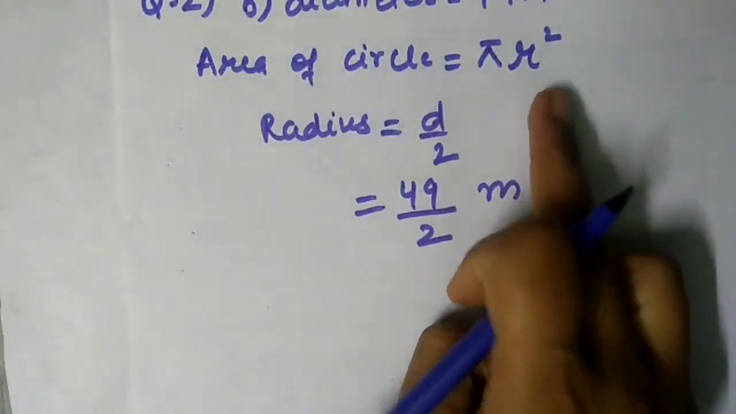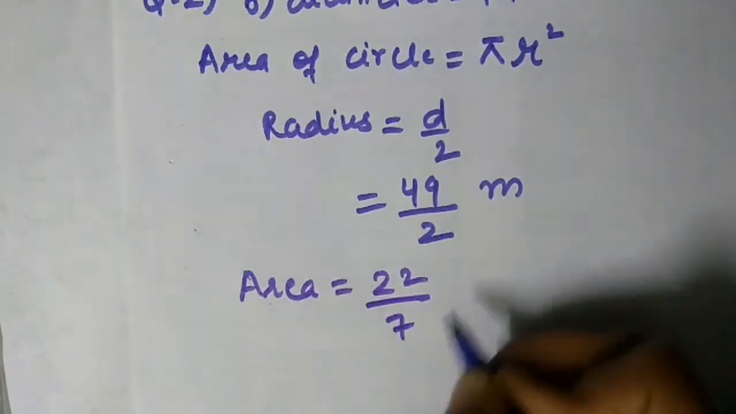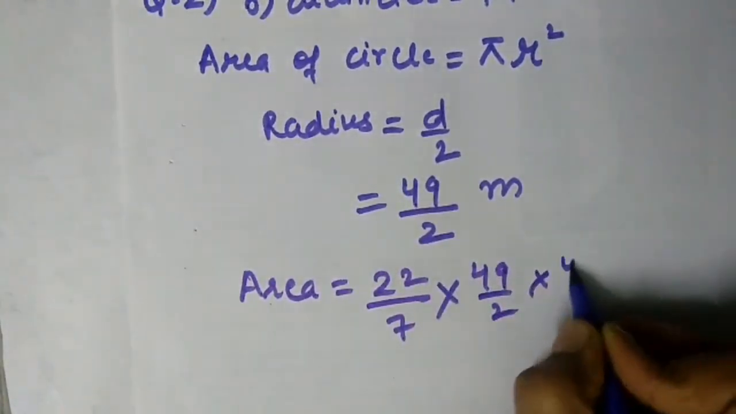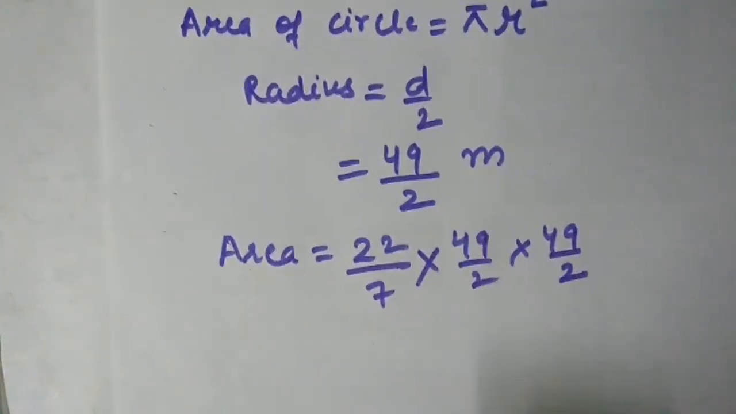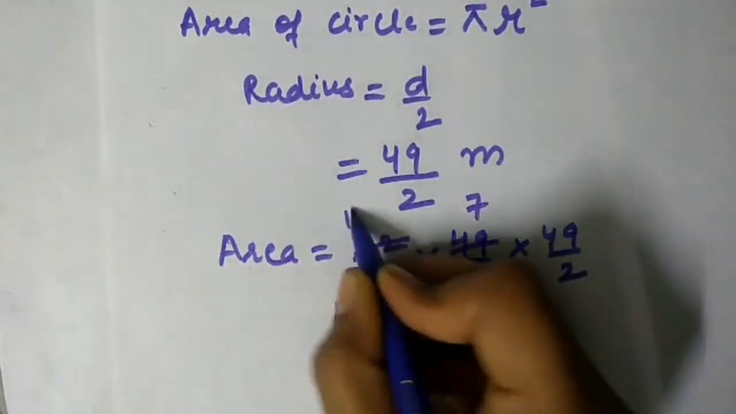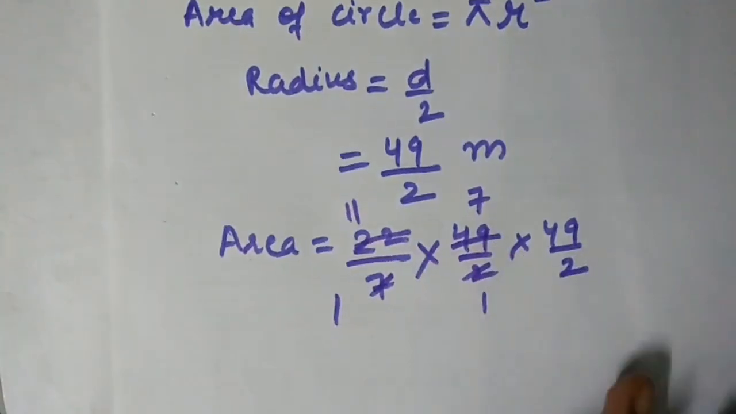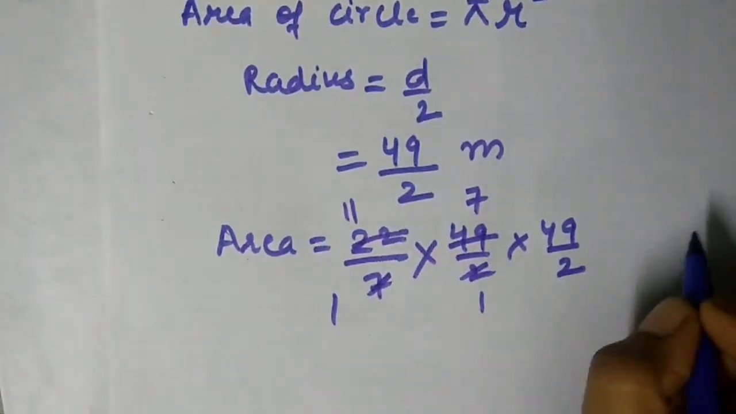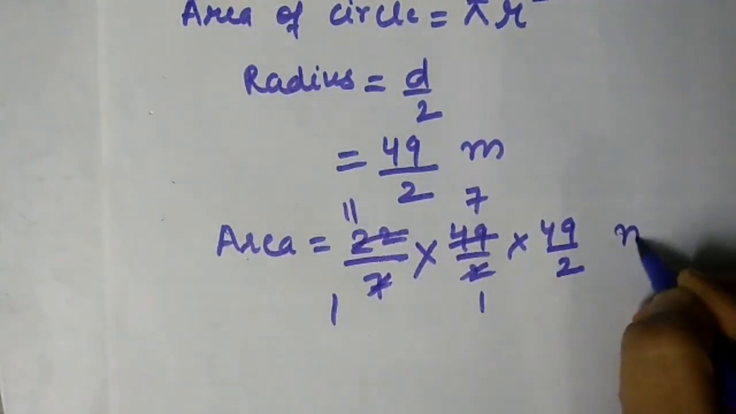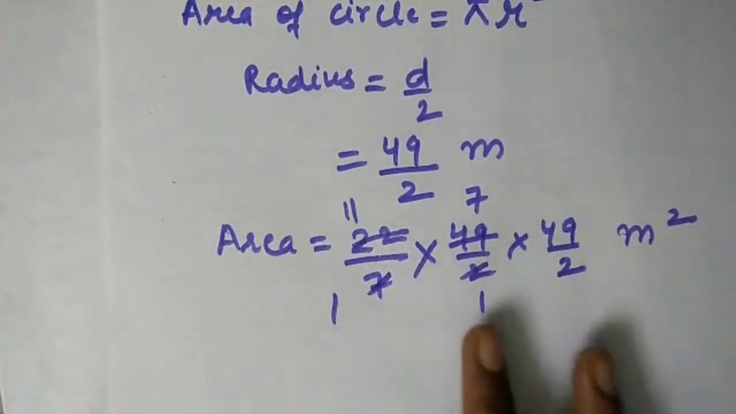Now I will put in the values. Pi is 22 by 7, and r we have calculated as 49 by 2, so 49 by 2. Now just simplify this. 7 ones are 7, 7 sevens are 49, 2 ones are 2, 2 elevens are 22. Now just multiply these numbers and you will get the area. Don't forget to write the unit: as this is area, its unit will be square meter or meter square. On multiplication you will get the area of this circle.